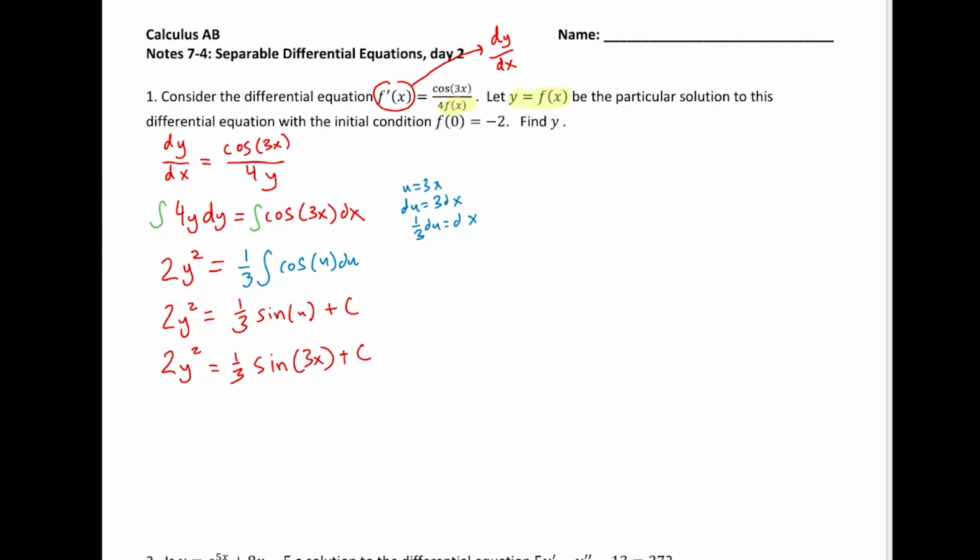Now, we do need to use that initial condition, that f of 0 is negative 2, to find the c, so that we can find the particular solution. Before we do that, we still need to isolate y, though.